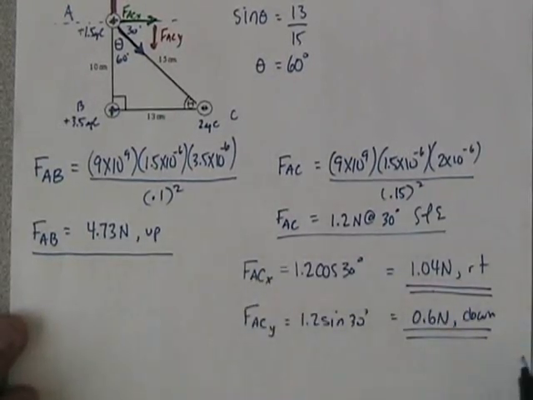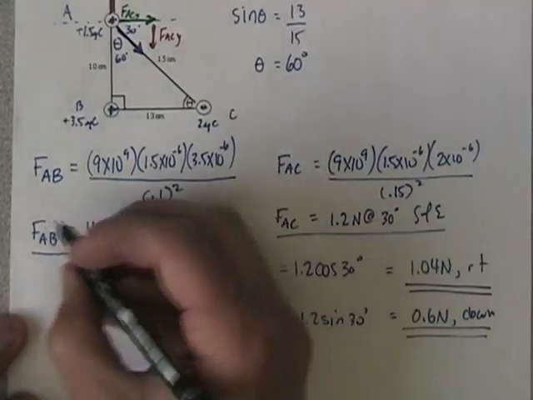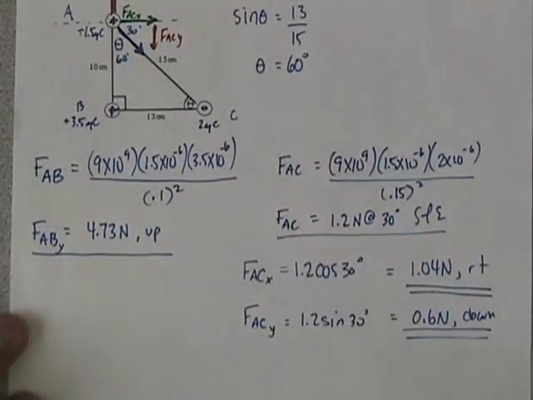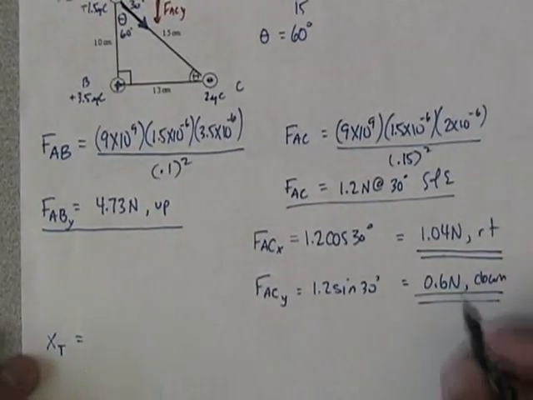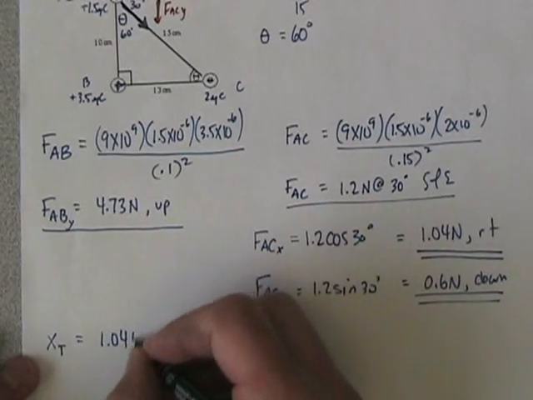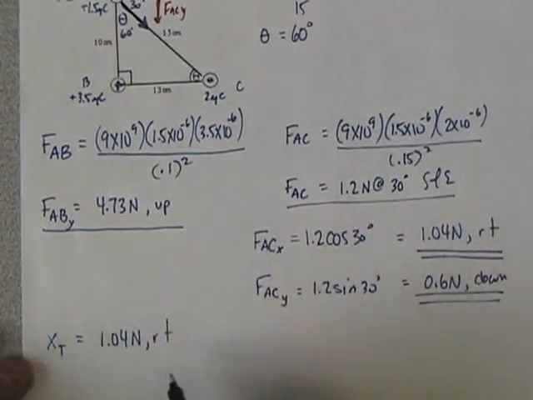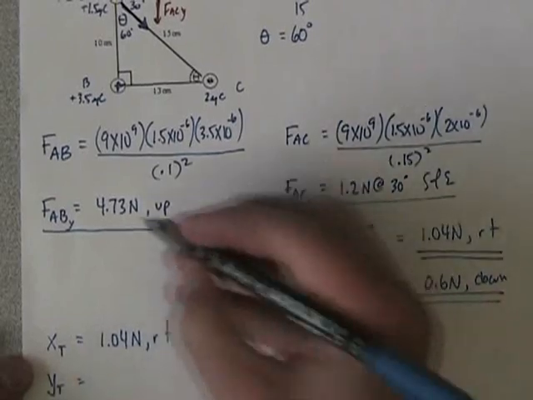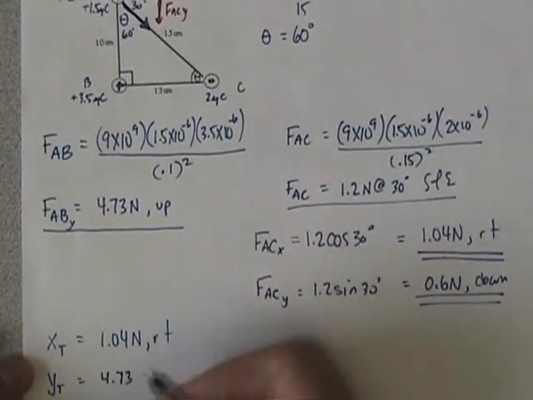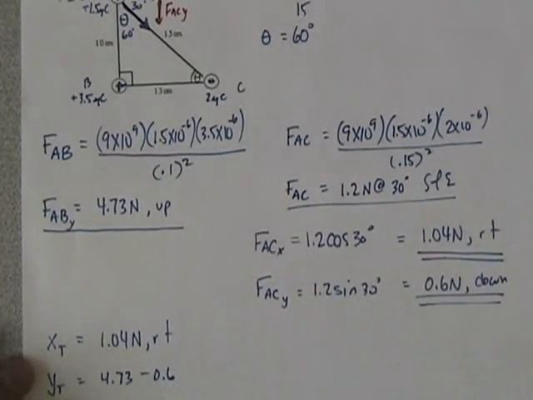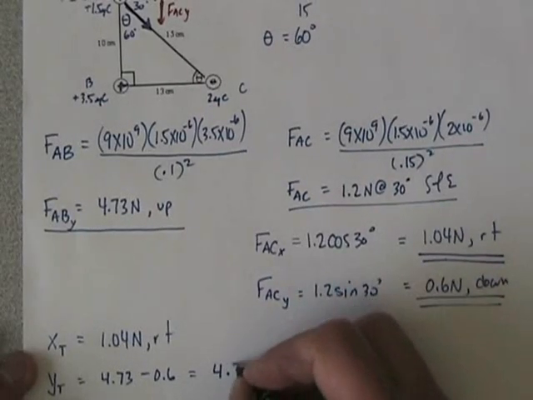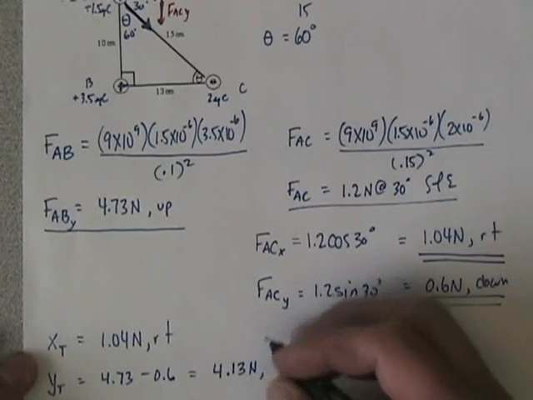Now I just have to see about my ups and downs. If this is an up, that means this technically is a y. So the sum of my x's, or x total, is just 1.04 newtons right. That's all I've got. My y total though is going to be an up and a down, so 4.73. Up is always positive, down is always negative, so I'm just going to subtract that 0.6, and that ends up giving me a value of 4.13 newtons up.